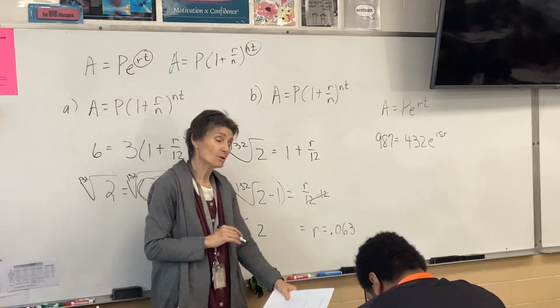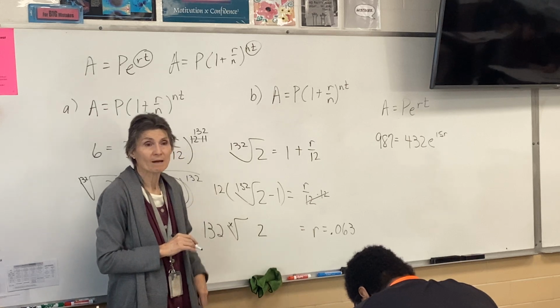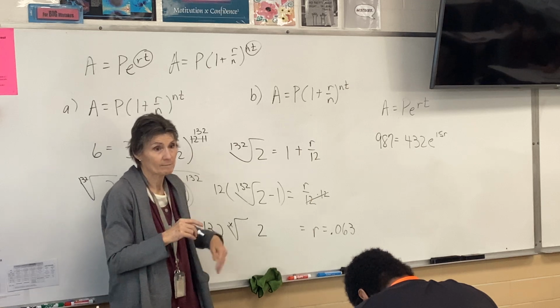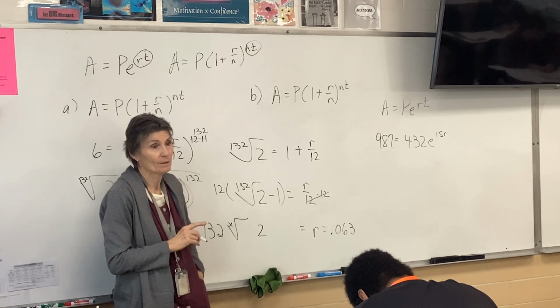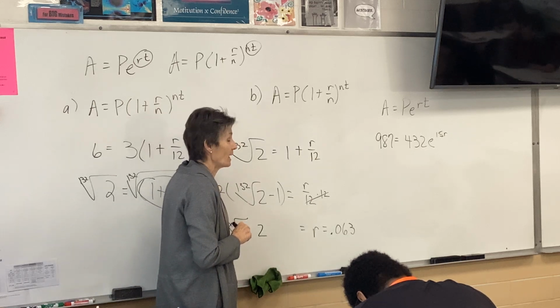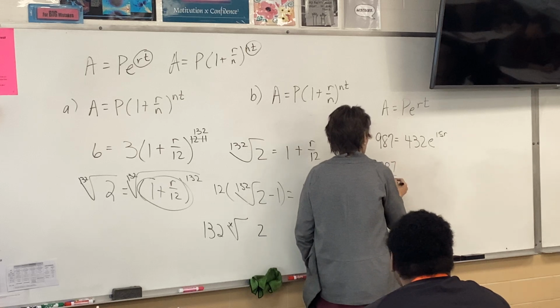Now, will I use logarithms in this problem? Yes, because where is my variable? That means logarithms are going to happen, but not quite right away. What's going to happen right away? Divide by 432. So 987 divided by 432.